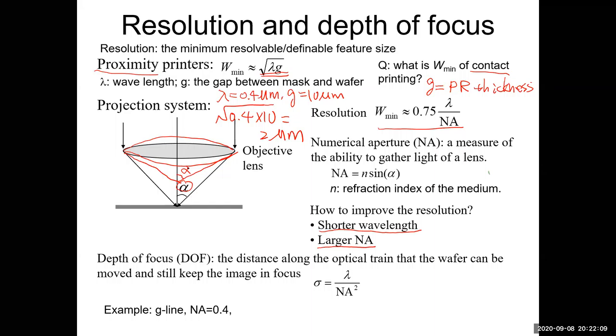However, it's obvious that alpha is less than 90 degrees, and no matter how you improve the lens, alpha is less than 90 degrees, and sine alpha is less than one. So there's a limit. But is there any other way to increase NA?